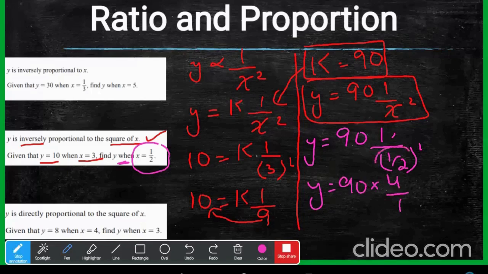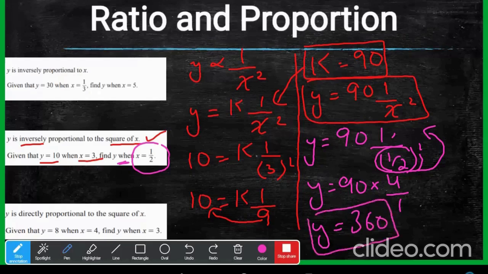When we apply the square, it becomes 1 upon 4. And when we move it to the numerator side, it becomes 4 upon 1. So y is equal to 90 multiplied by 4. What is the value of 90 times 4? 180, 270, and 360. The answer will be 360. So y is equal to 360. This is your final answer.